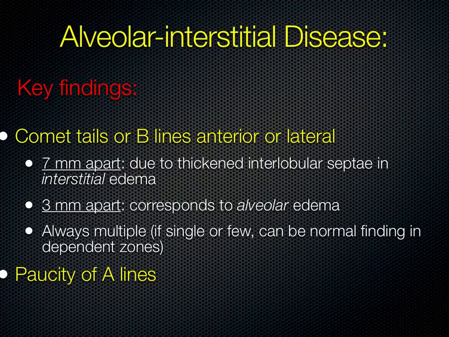B-lines 7 millimeters apart represent interstitial edema, 3 millimeters apart represents alveolar edema, but there are always multiple. If there are only a few or they don't extend all the way to the edge of the screen, that can be normal, especially in dependent zones. For instance, if you've been sleeping on your back all night, you may have a few B-lines towards the back side of your chest. You also will not see the A-lines because the B-lines that are pathologic will obliterate the A-lines.